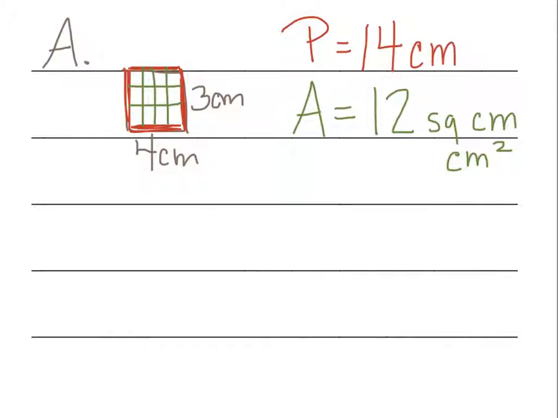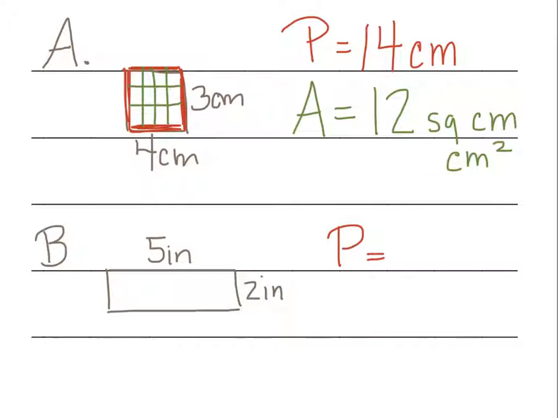All right, let's do another one. What if our shape is 5 inches by 2 inches. First, give me the perimeter. Hopefully you wrote 14 inches because 5 plus 5 is 10, 2 plus 2 is 4, 10 plus 4 is 14. And it's just inches because I'm not measuring square pieces.